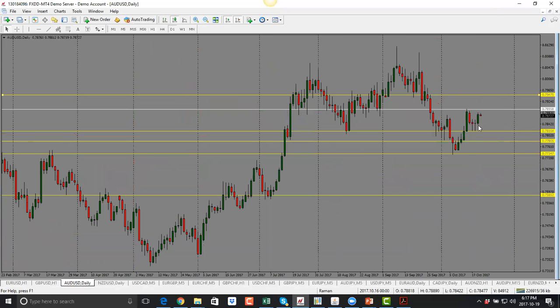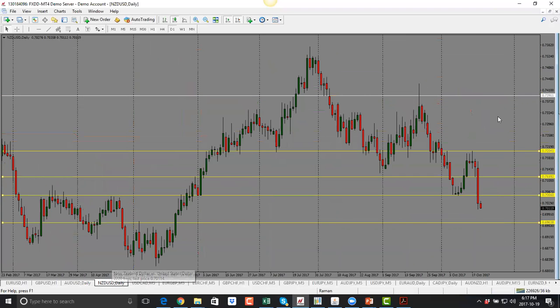So in this case, the bias is bullish, but again, I'd watch out for the 0.7895 level. As long as it stays below that, we're looking for a move to the downside. Otherwise, we're looking for a move up.